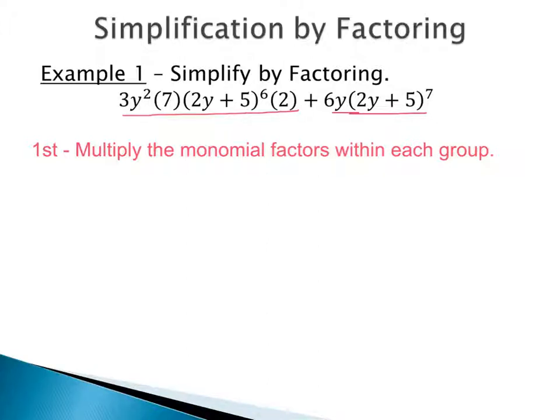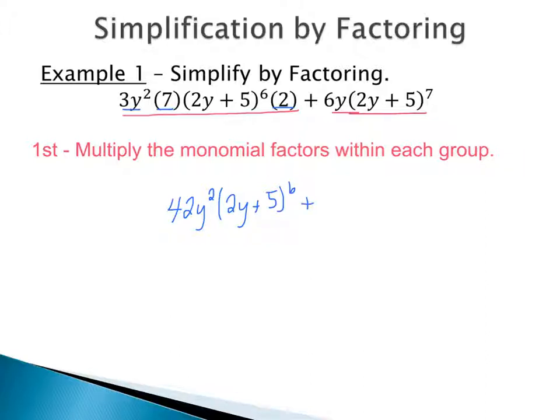So simplifying that first group, again, I want to multiply the monomial factors. So I'm looking at the 3y squared times 7 times 2. Well, 3y squared times 7 would just be 21y squared. 21y squared times 2 would be 42y squared. So the first group can simplify to 42y squared. Then we're going to keep the (2y plus 5) to the 6th.